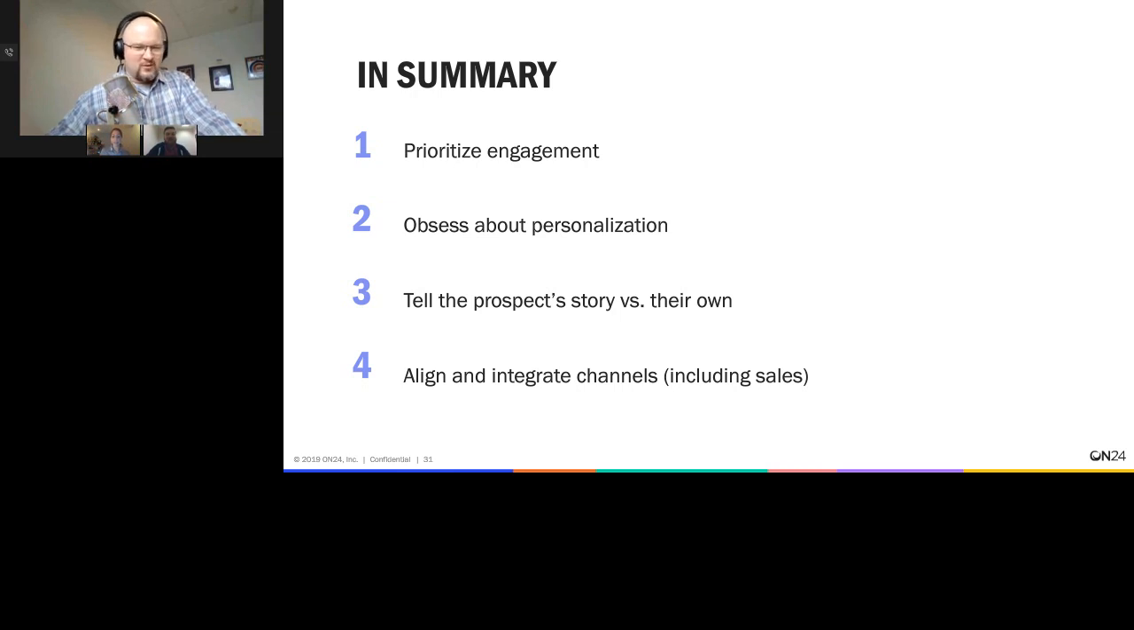Quickly, in summary, before we get to our Q&A, you've heard some of these themes throughout the presentation today. But number one, prioritize engagement. That may sound like a general topic, but think about some of the content you've seen in the past that has been very one-sided. Figure out a way to get people more engaged as part of your content. Make them part of the experience.